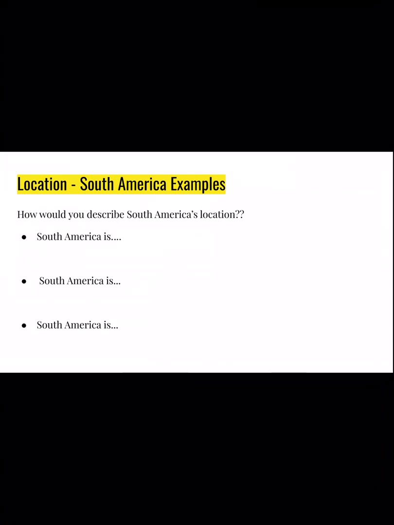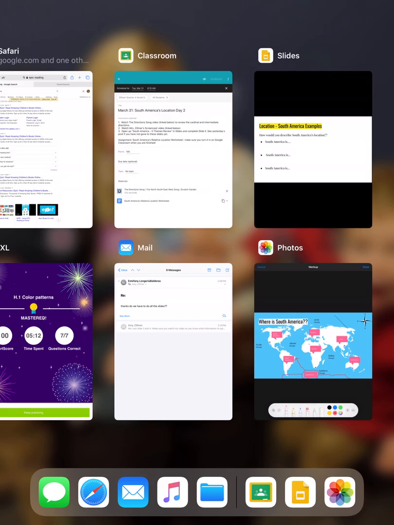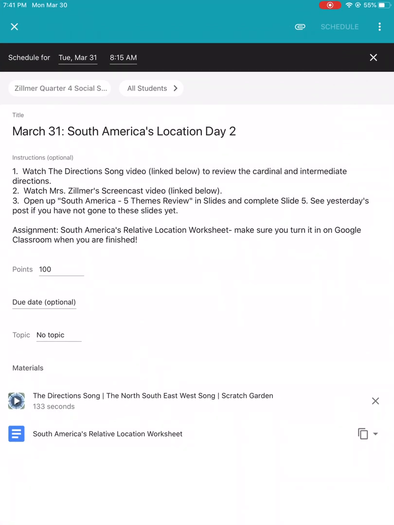Okay? When you are done, you have a very short assignment to complete today. And it is this South America relative location worksheet. It's going to give you a map, again, of all the continents. And then you're just going to fill in a very short paragraph with either directions or continents or oceans describing what South America is west of or east of or south of, okay? And then just make sure you turn that in when you are completed.